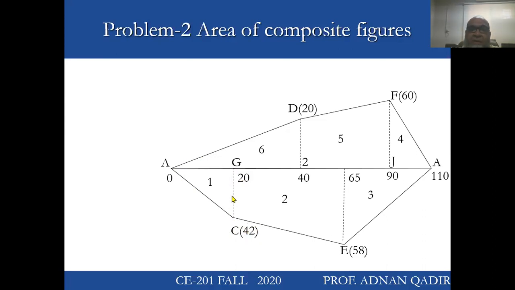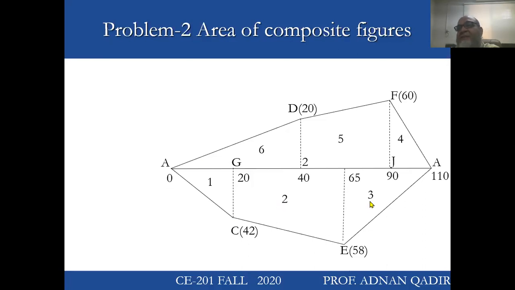Now let's see how we calculate the area between G and this point, the figure ECG. How do we calculate this area? Now the distance is 65 minus 20. So this becomes 45. And then the height, there are 2 heights, obviously. This is a trapezoid. So we will add these 2 heights: 42 plus 58 divided by 2 multiplied by 45. It will give me the area of this figure 2.